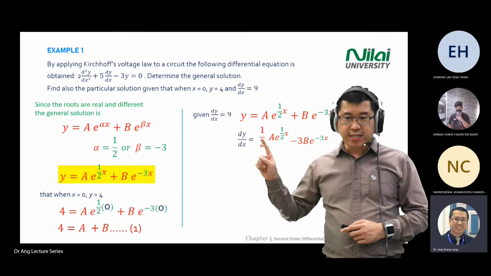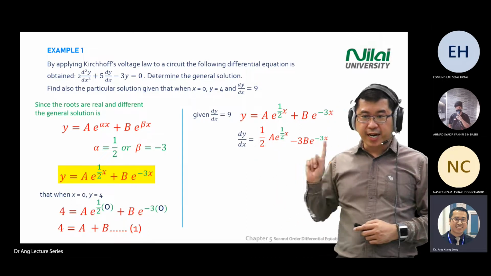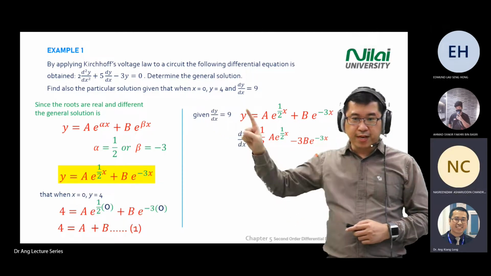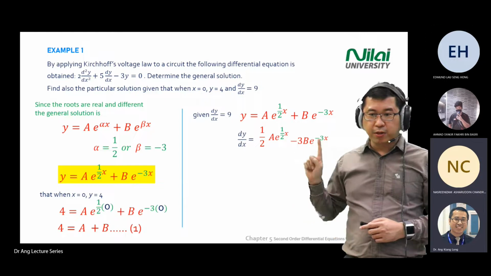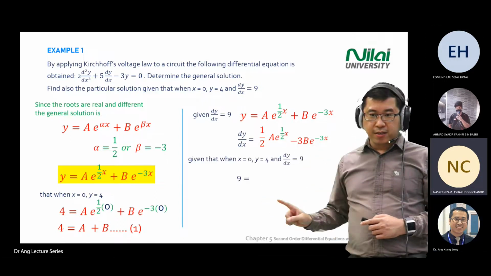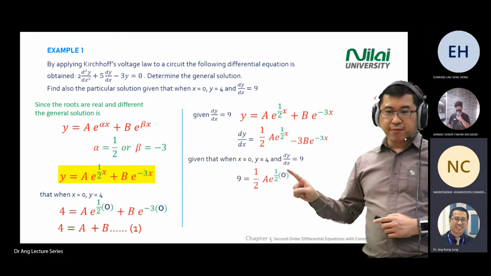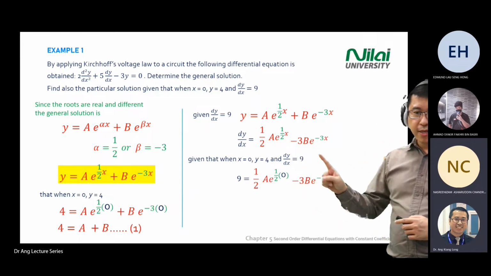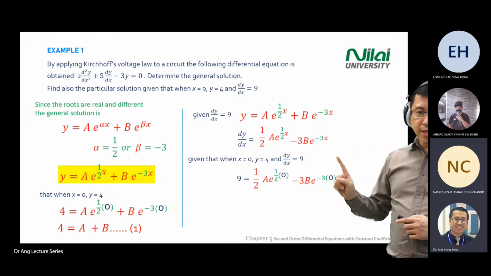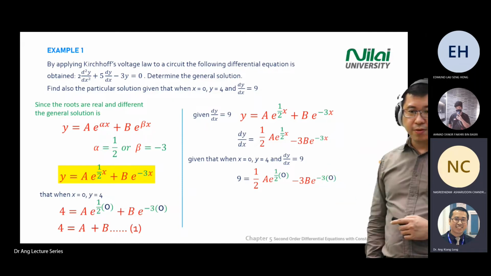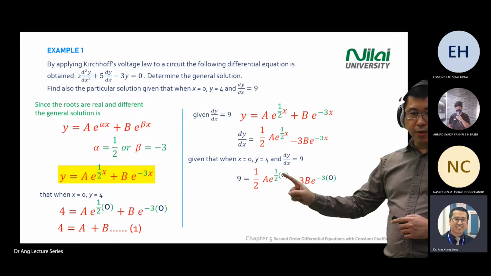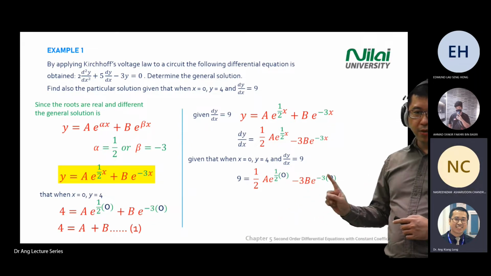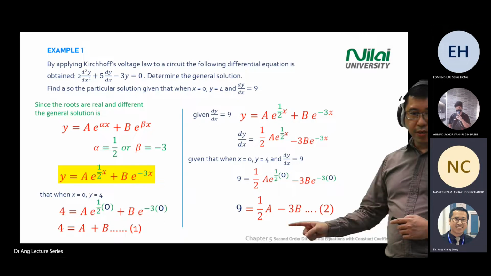You have your x and y, right? Here you have x, right? You know your x value, right? Substitute here. Substitute here. 9 equals half a times 0 minus 3b e power 3 times 0. You get the second equation here. E power 0 get 1. E power 0 get 1. You get the second equation.